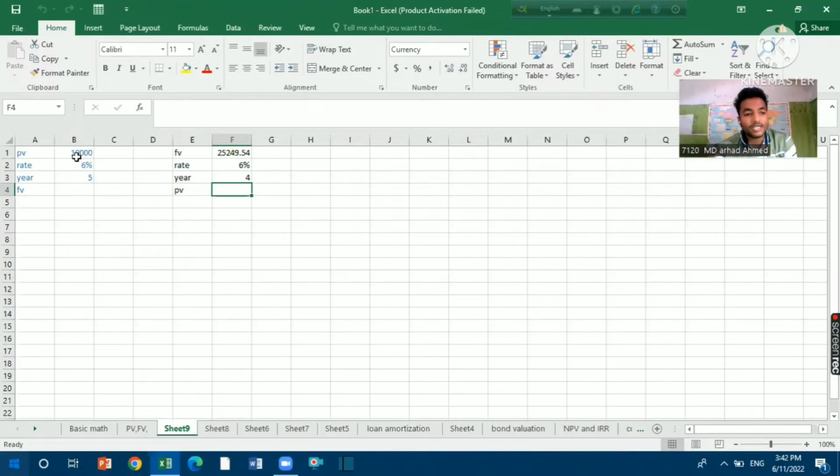Here you can see the present value or the initial investment is 10,000, the rate of interest is 6%, and the number of years is 5. In the second case, the future value is 25,249.54, the rate of interest is 6%, and the number of years is 4. And for this case, we have to find out the present value. So let's get acquainted with these terms. What is present value and what is future value?